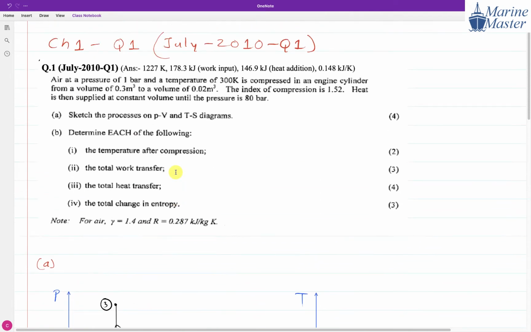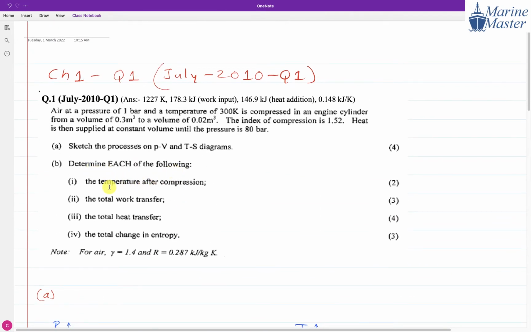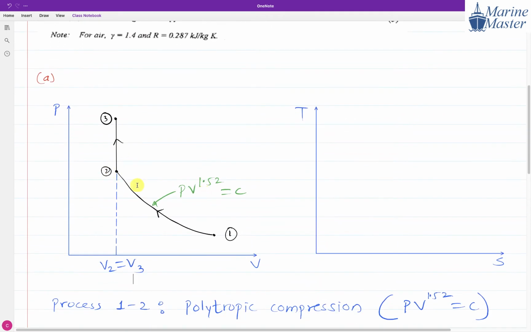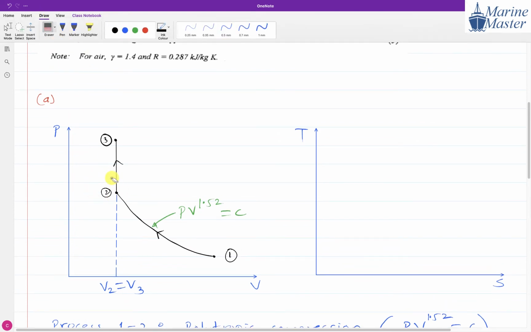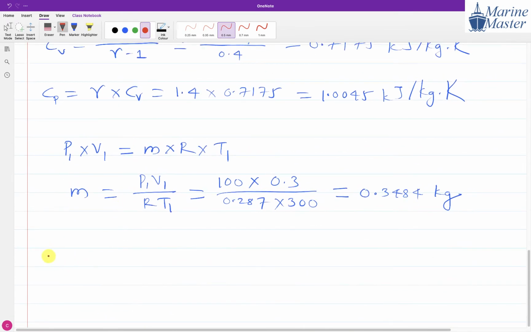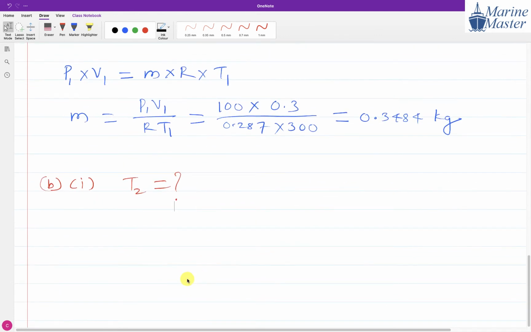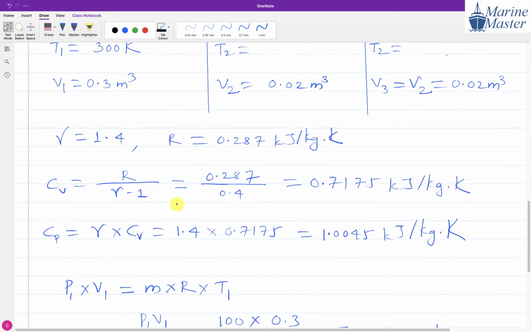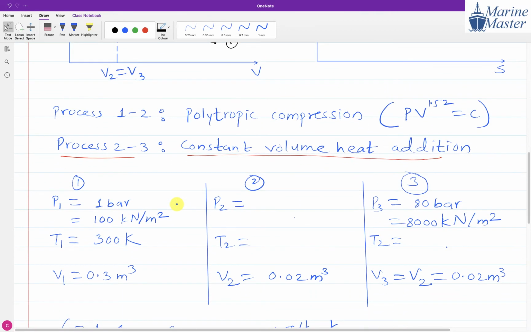Now, what is our target in part B's first part? Temperature after compression. Temperature after compression means what? Where is compression ending? Compression is ending at point 2. So temperature after compression means they are asking us the temperature of point 2. So our target is T2. And how to get T2? Very simple discussion, not that difficult.